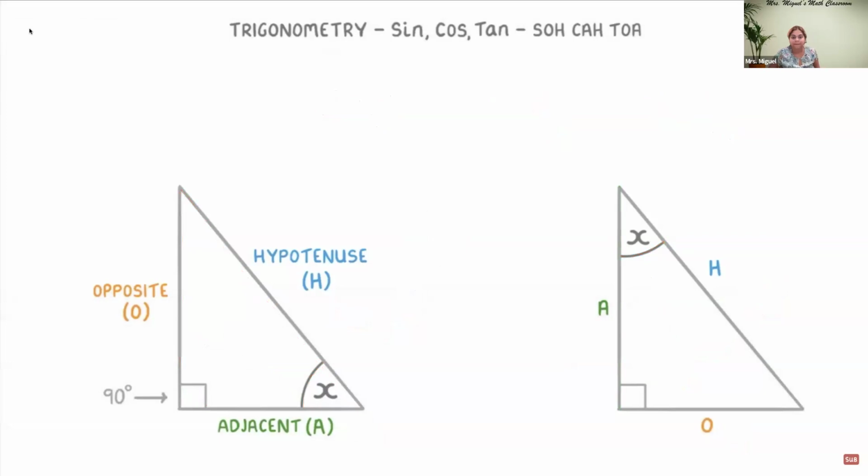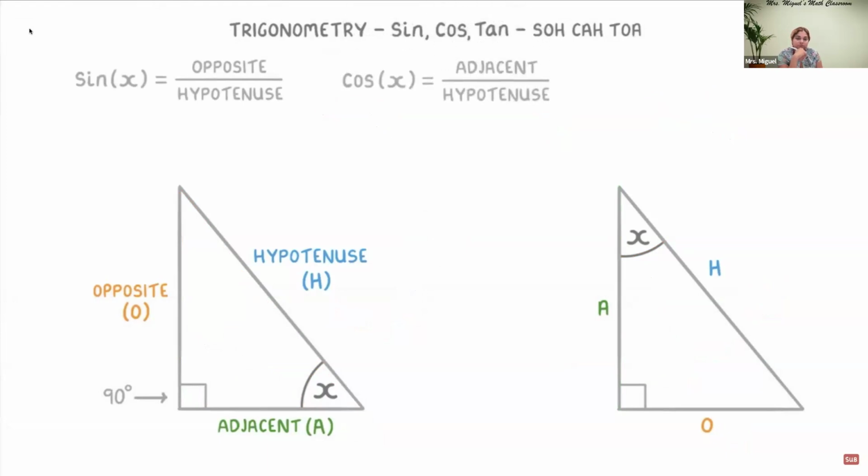Now, to help us work out the unknown angles and sides, we're going to be using three different equations. Sine x equals opposite over hypotenuse. Cos or cosine x equals adjacent over hypotenuse. And tan equals opposite over adjacent. Unfortunately, you have to remember all of these off by heart. But what's easier is just to remember the phrase SOHCAHTOA. And then you can work out the equations from that.